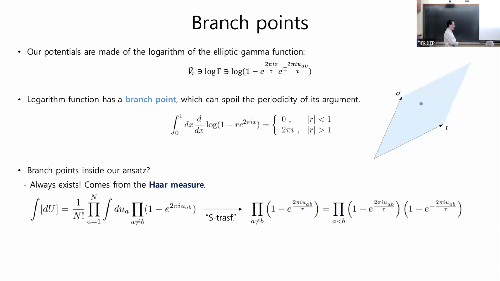So our naive guess is wrong. What about the naive guess? The naive guess is that the parallelogram uniform distribution will solve the problem because of the periodicity. But because of the branch point, which breaks periodicity in a very subtle way, this will not be the true saddle point of our problem.